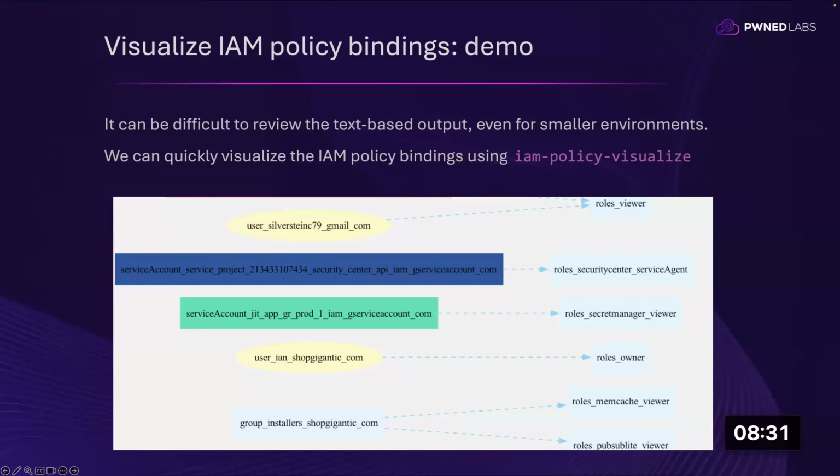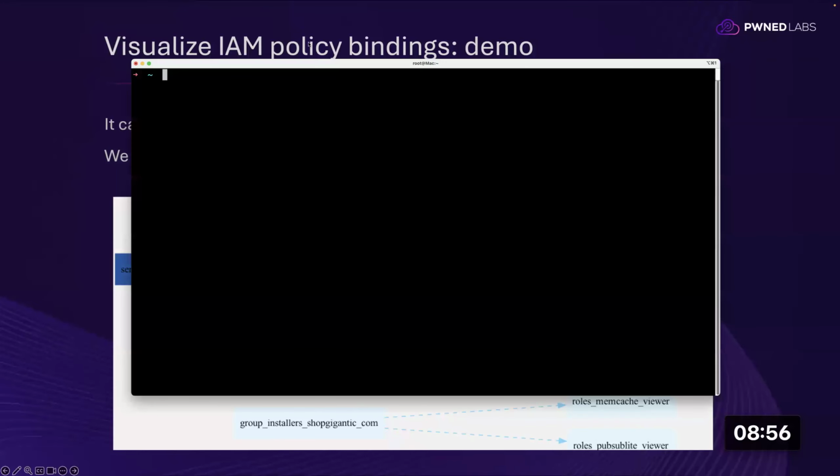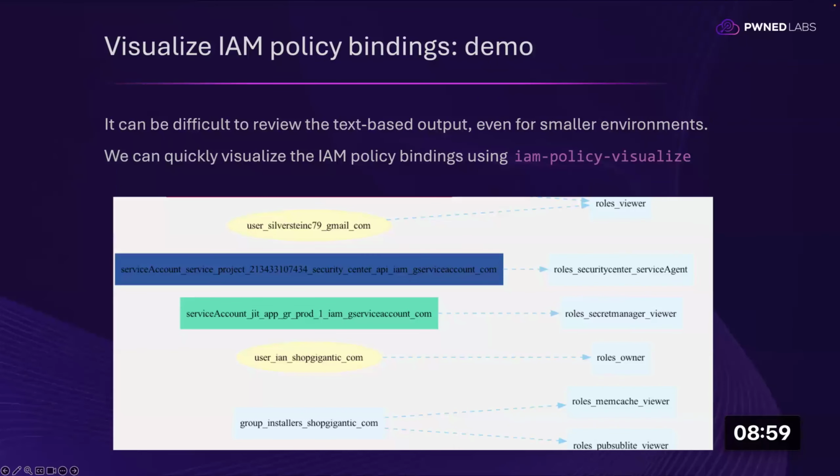We are going to do a quick demo now on visualizing IAM policy bindings. It can be, of course, very difficult to review the text-based output in the CLI, even for smaller environments. So we can very quickly visualize the IAM policy bindings using IAM policy visualize. But first, I just want to give you an example of what it looks like from the CLI first. So let's take a 2-minute pause. So I just log in.